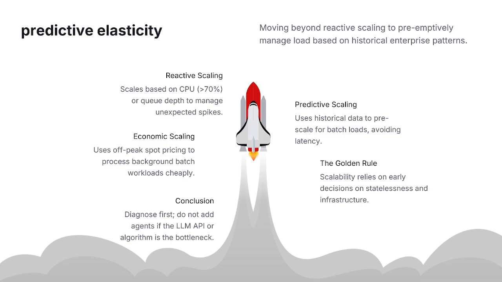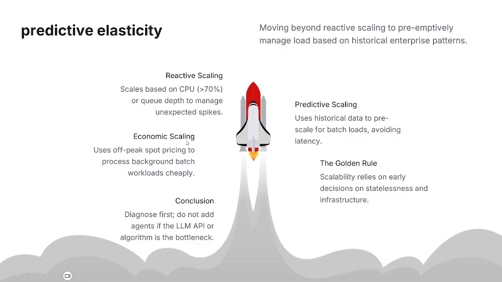So we have predictive elasticity. Move beyond reactive scaling to preemptively manage load based on historical enterprise patterns. As we have said, do not use intuition or assumption to design for bottlenecks. Use evidence of what is happening in the system, and this is why observability and metric collection is very, very important. So reactive scaling: scale based on CPU, for example CPU greater than 70%, or queue depth, to manage unexpected spikes.